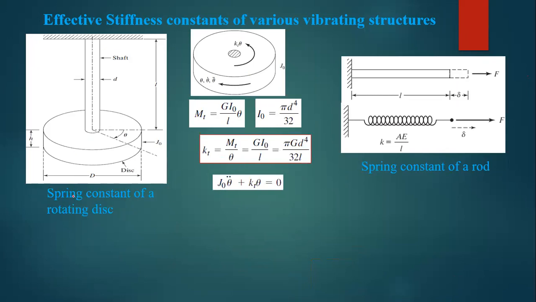And this is a similar approach. The effective stiffness K_T is M_T over theta, which is pi G d to the power of 4 over 32 L for this part. Again, for the spring, it is AE over L, where A is the area of the cross section when we cut it from here, E is the Young's modulus of the material, and L is the unstretched length of the system.